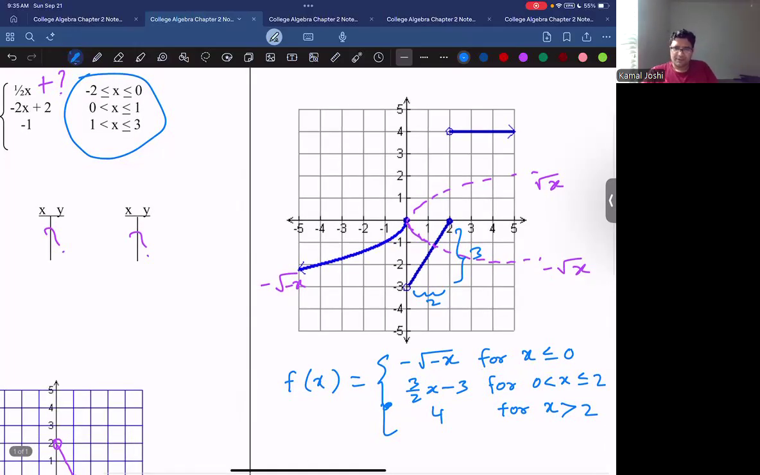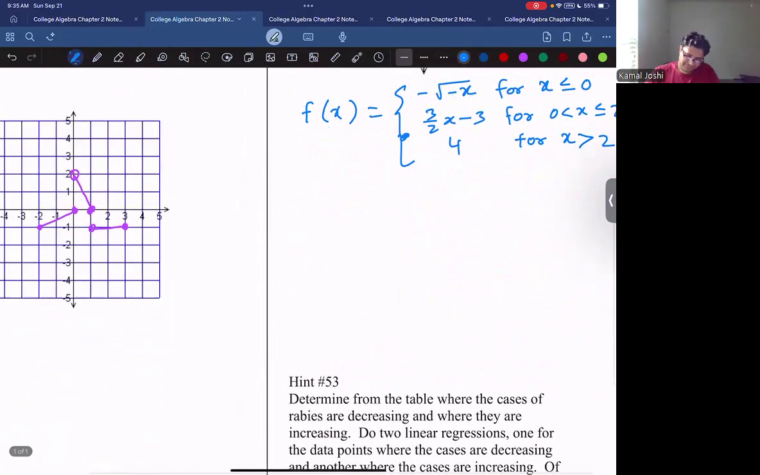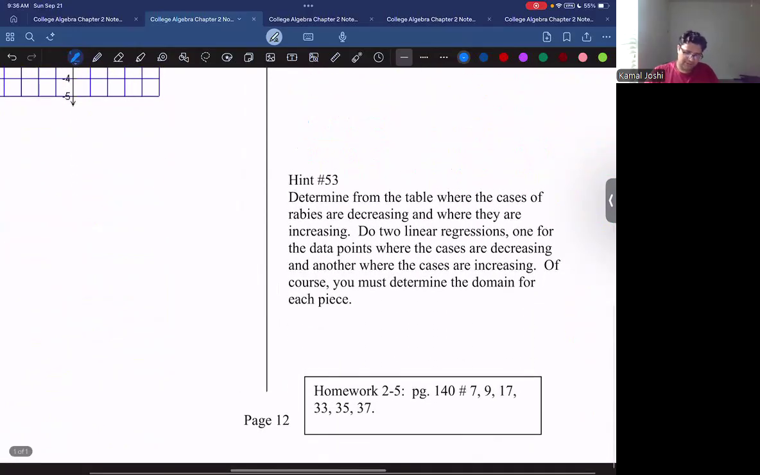Okay. If any part of this was not clear, think about it, ruminate over it, and reach out for questions. Okay. And there is a hint given here about problem number 53, which I will ignore for now.